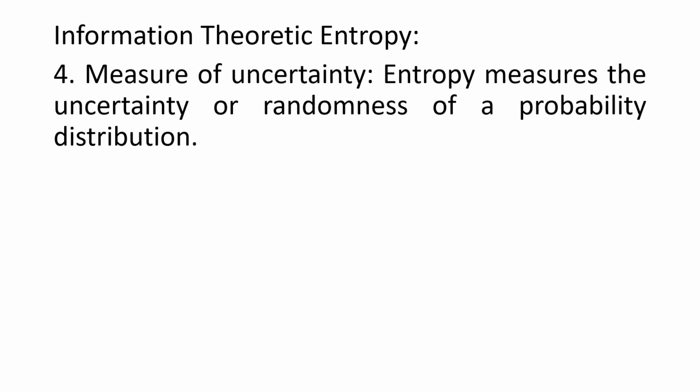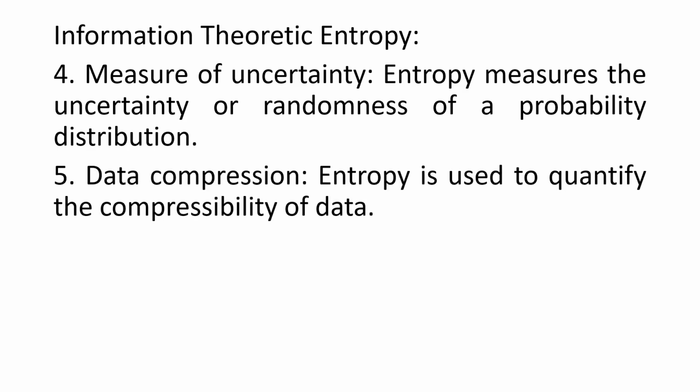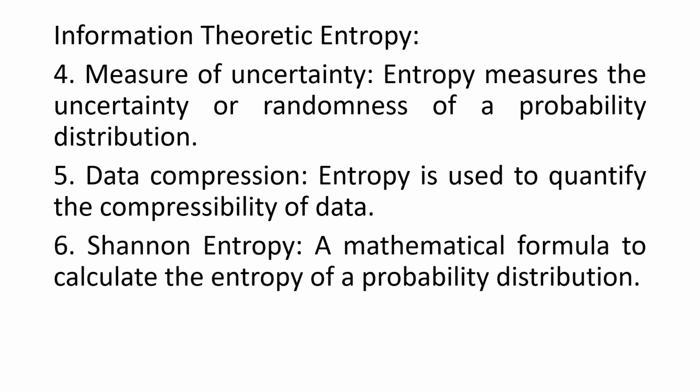Next, information theoretic entropy. Number four, measure of uncertainty. Entropy measures the uncertainty or randomness of a probability distribution. Number five, data compression. Entropy is used to quantify the compressibility of data. Number six, Shannon entropy, a mathematical formula to calculate the entropy of a probability distribution.